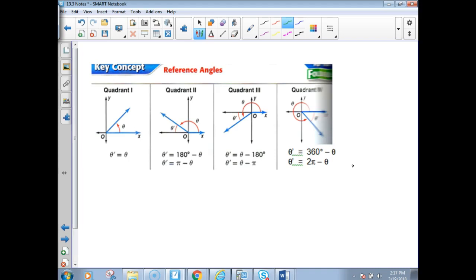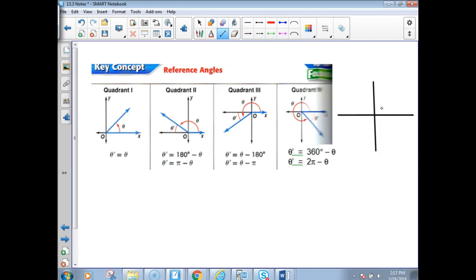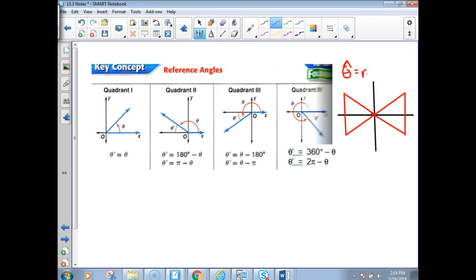Okay, so now, reference angles. I already mentioned what a reference angle was. Let's make a little bow tie to remind you. So I'm going to make my little x and y axis, and then I'm going to put on there, I feel like using color. Okay, so I'm going to make the bow tie to show you where these reference angles are. Your reference angles are always with the x-axis.